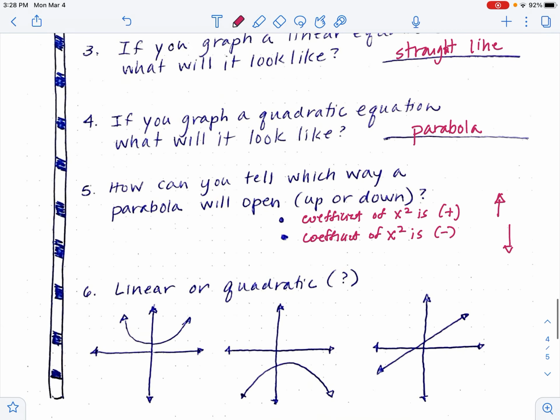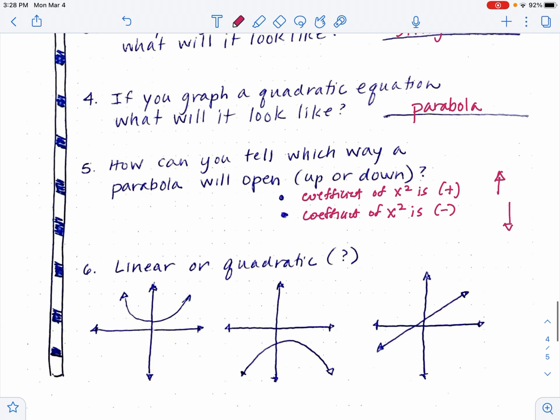So let's see if we can tell by looking at these whether they're linear or quadratic. This looks like an upward facing U. That'd be a quadratic. It's a parabola. A downward facing U. Again, still a parabola, so quadratic. And this looks like a straight line. Therefore, this would be linear.